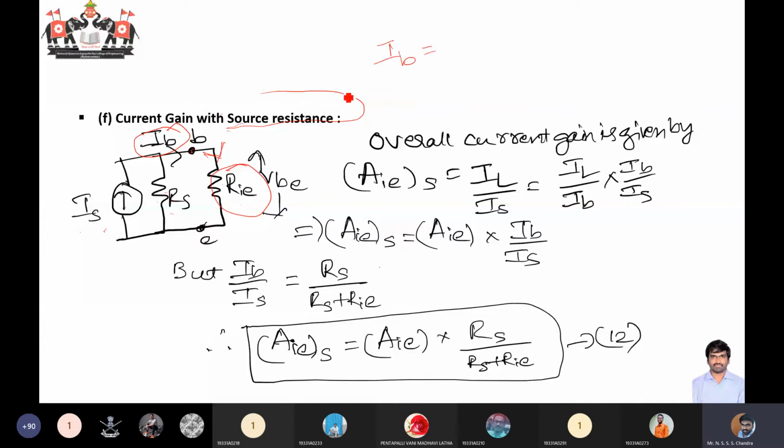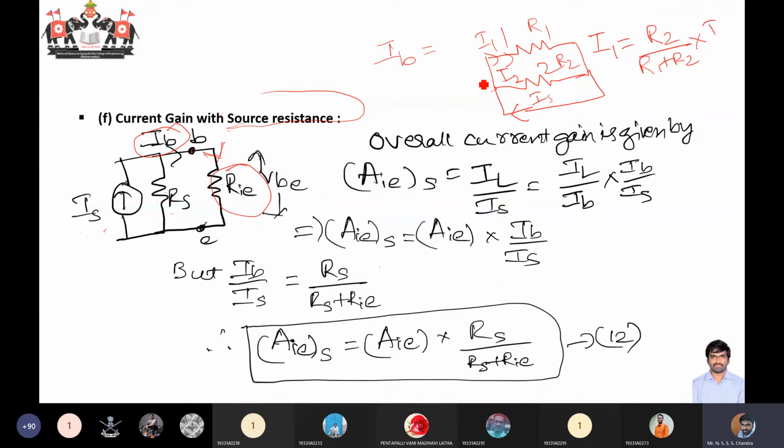If I have two branches, branch 1 and branch 2, and some current IS is flowing, you need to find out I1 and I2. So what will be this R1, R2? What will be your I1 value? I1 will be equal to opposite resistance by total resistance into IS. Similarly, I2 will be equal to opposite resistance. The opposite resistance for this R2 is R1. So R1 by R1 plus R2 into IS.